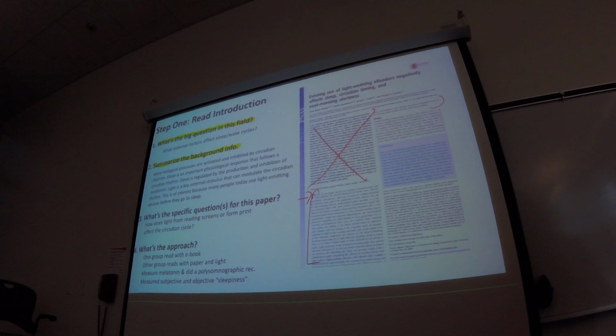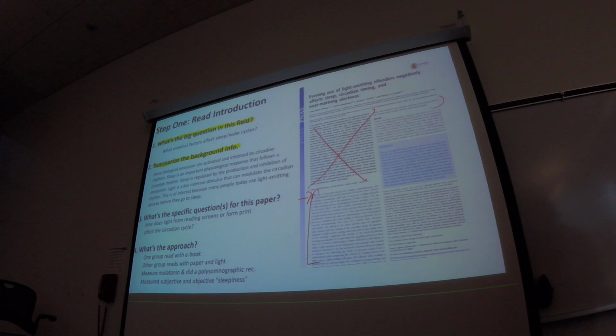This introduction gave you a whole bunch of background information. What is it telling you? In this instance, it's telling you that there are many biological processes that are activated and inhibited by a circadian rhythm. Circadian rhythm tells your body whether it is daytime or nighttime, and it adjusts processes accordingly. Light is a key external factor that affects your circadian rhythm. Everyone knows that when you travel the world, you change your light cycle, and that throws your circadian rhythm off. That's what they're talking about.